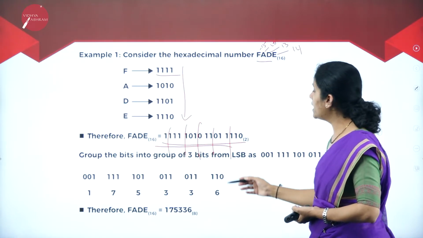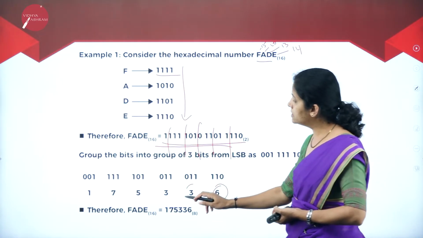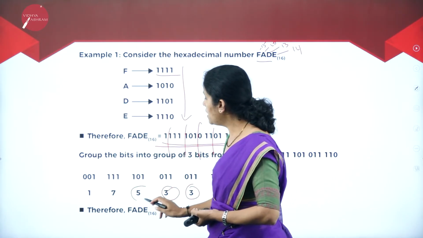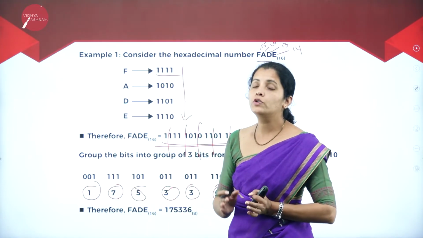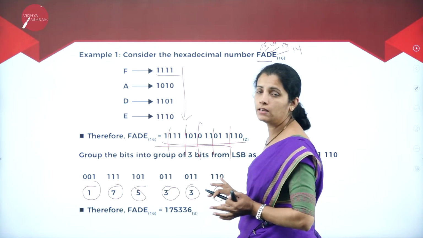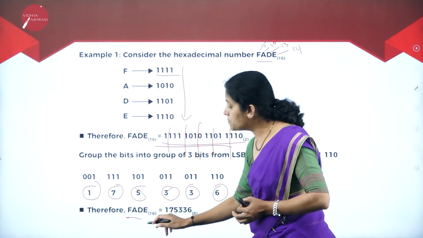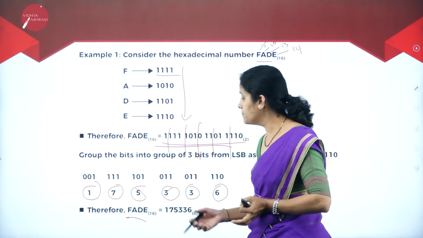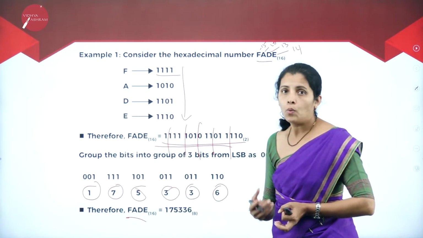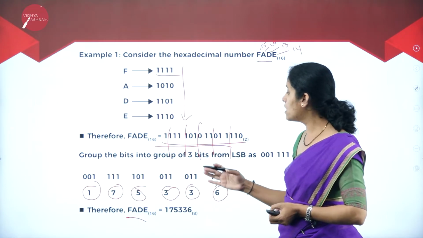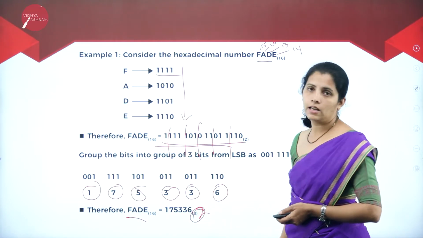Now, I'm going to write the octal equivalent. So, it is 6, 3, 3, 5, 7, and 1. Now, I'm going to club all these bits together in order to get my octal result. So, what is my hexadecimal number? It is FADE. And what is my octal value? That's nothing but 175336, and it is my octal number.